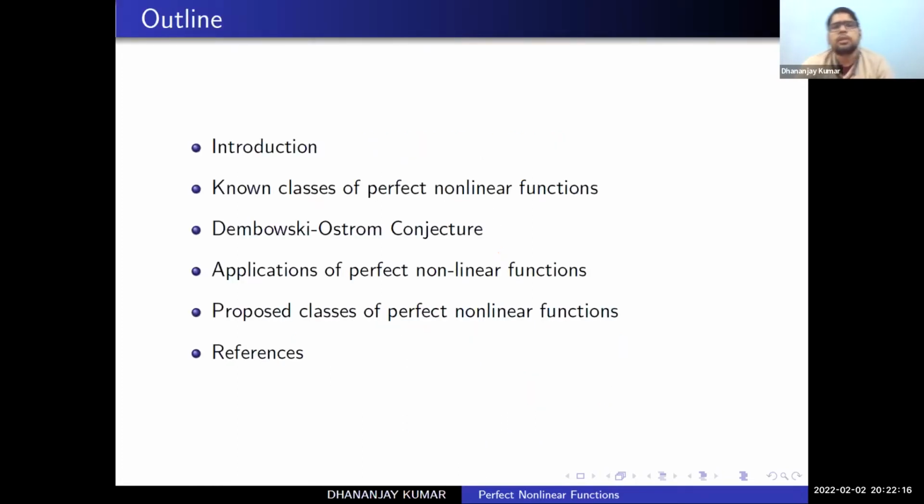These are the outlines of this presentation. First of all, the introduction, where we will talk about some basic definitions and theorems, and then known classes of perfect nonlinear functions, and then a very important conjecture called the Dembowski-Ostrom conjecture, and then the application of perfect nonlinear functions, and then our proposed work on perfect nonlinear functions, followed by references.